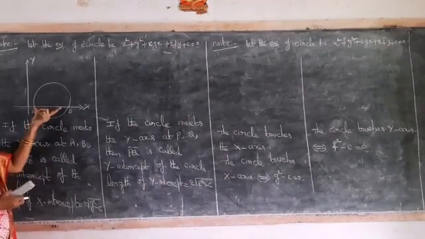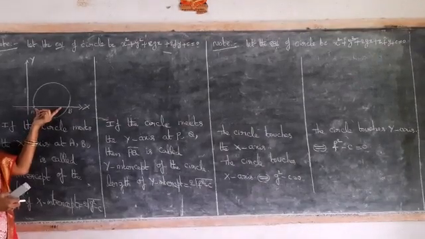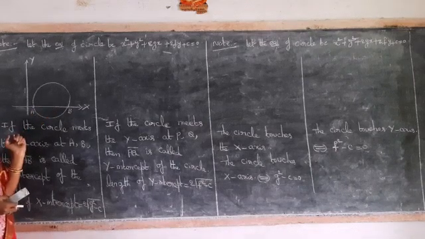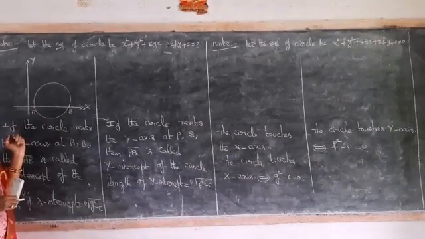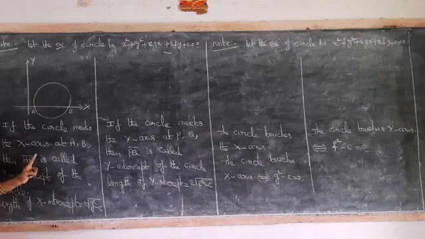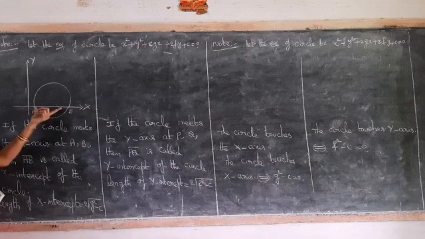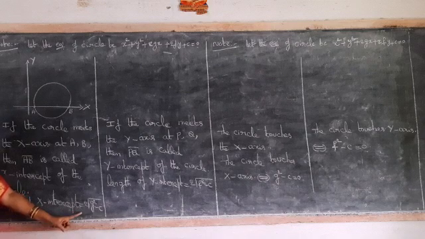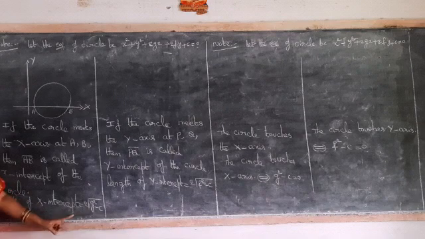Then, this line segment AB bar is called x-intercept of the circle. I have written the same. If the circle meets the x-axis at A, B, then AB bar is called x-intercept of the circle. Here this AB bar is called x-intercept, and AB is its length. So, that length of x-intercept is equal to 2 root of g square minus c. So, this is the formula.